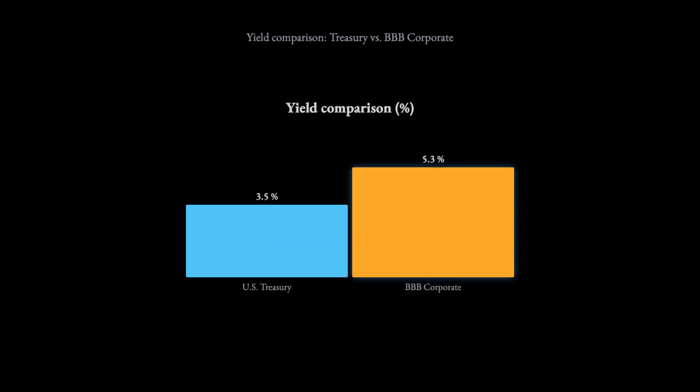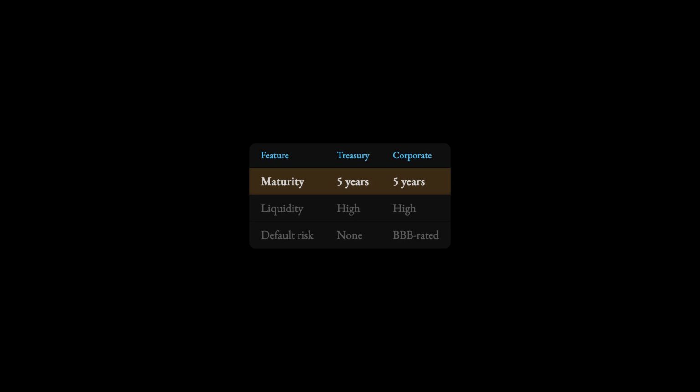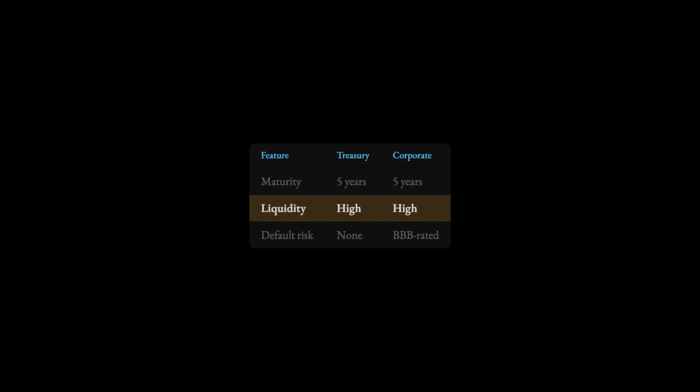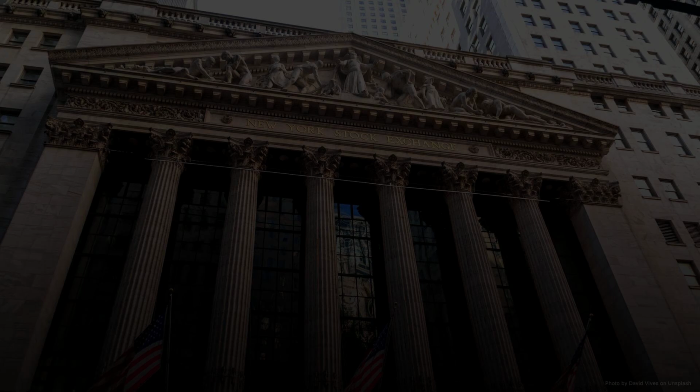Now let's isolate that spread. Back to our pension manager. Same maturity, same liquidity, but the corporate issuer can default. So that 1.8% spread is almost entirely the default risk premium. Here's the exam technique. Same maturity eliminates the maturity premium. Similar liquidity eliminates the liquidity premium. Default risk is what differs, so the spread is the default risk premium.